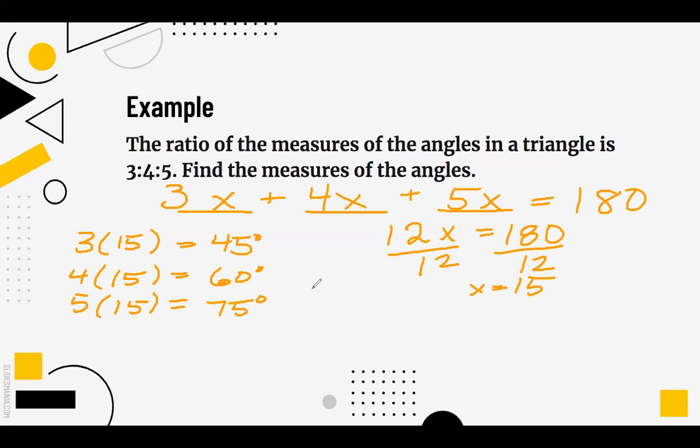Questions? So if the ratio of the angles is 3 to 4 to 5, then that just means that my angles are 45, 60, and 75, right? Okay, next. If there are no questions.